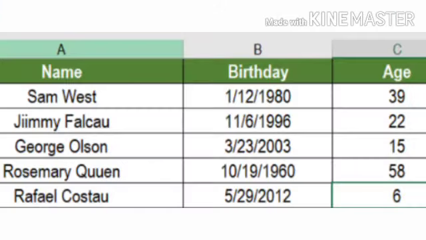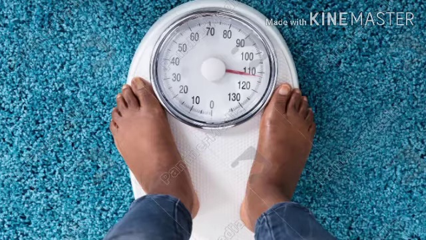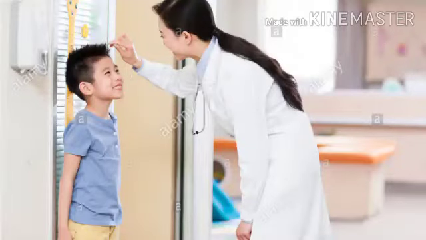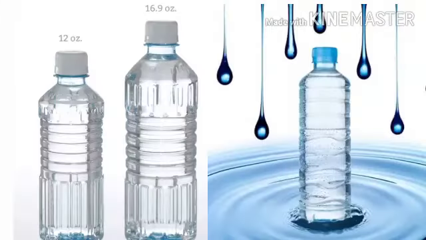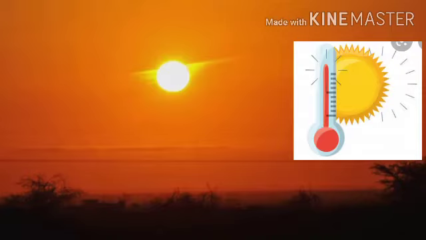To find how old you are, you need to measure time. To know how much you weigh, you must weigh yourself. To know how tall you are, you need to measure your height. To know how much water you can fill in your water bottle, you need to measure the volume of your bottle. To find out how hot it is today, you need to measure the temperature.